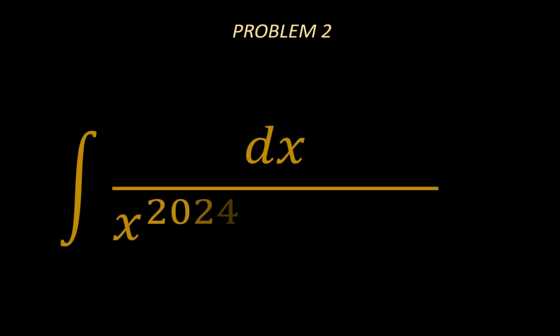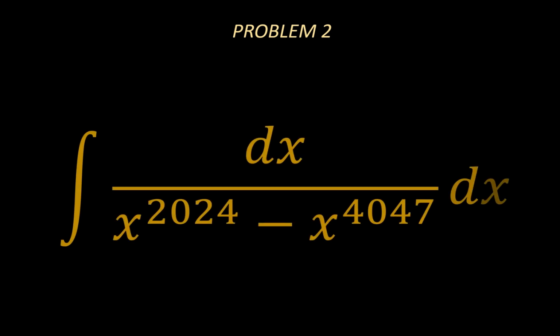So problem number 2 is the indefinite integral of 1 over x to the power 2024 minus x to the power 4047.